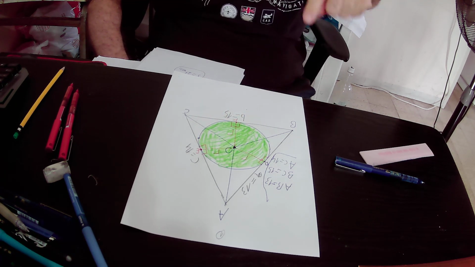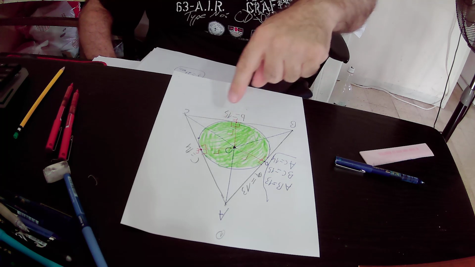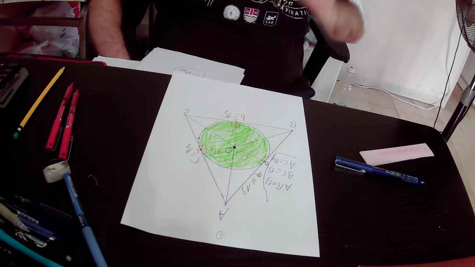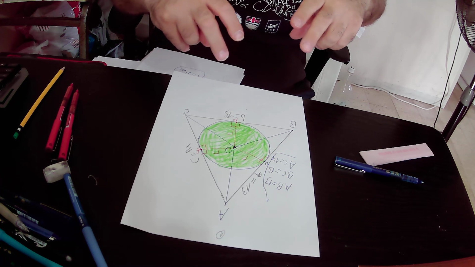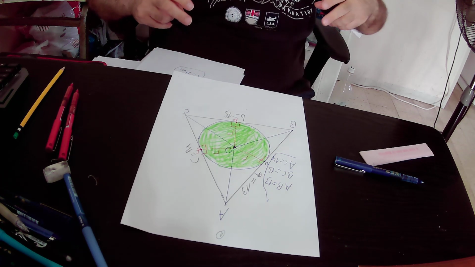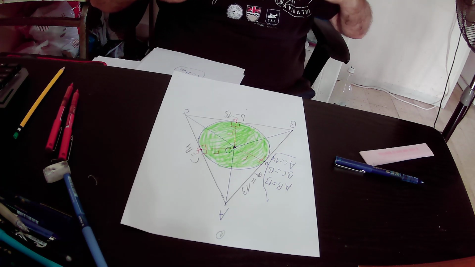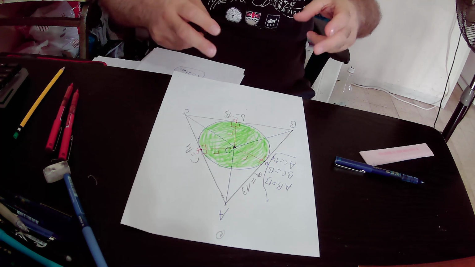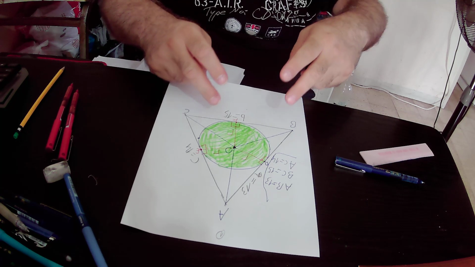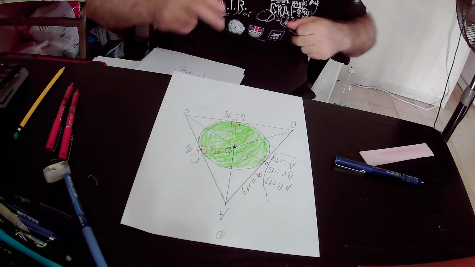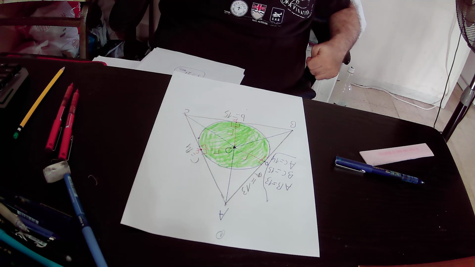So actually points D, E, and F are the touching points between the circle and its three tangents, the sides of the triangle. Okay?